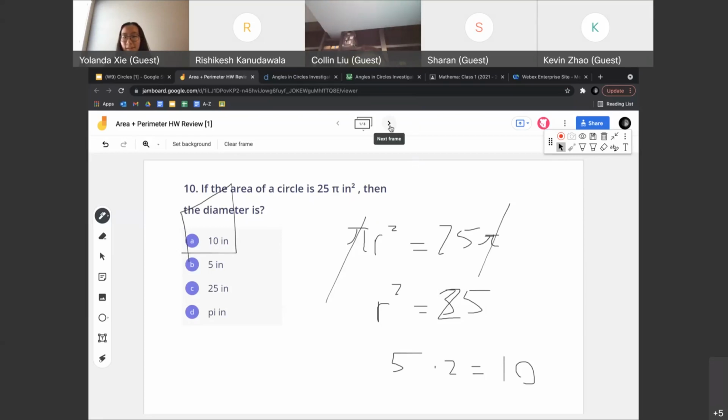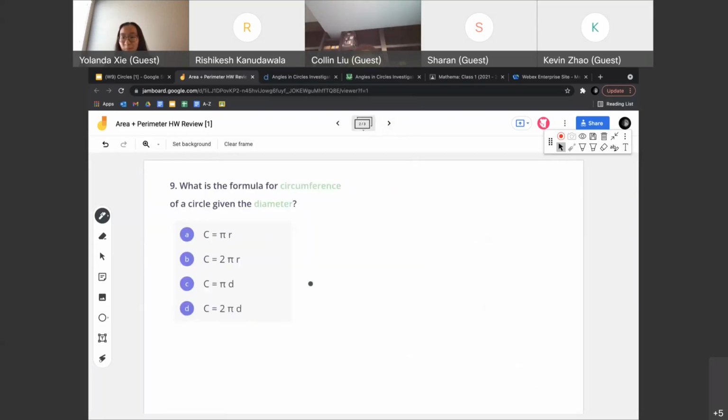All right, that's fantastic. So for the next problem, what is the formula for circumference of a circle given the diameter? So this was more of like a memorization thing. So circumference is 2 pi r, right? But remember that we have to use it given the diameter.